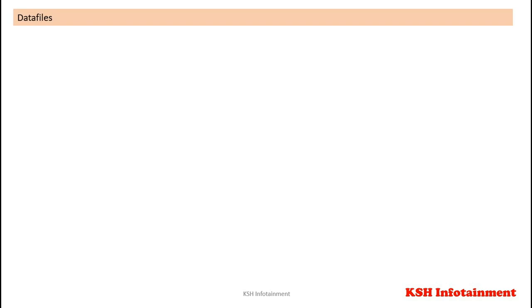Now we are going to look into physical structure of database. The first one, we have data files. These files actually contain the data of database, and database writer process writes the data in data files.